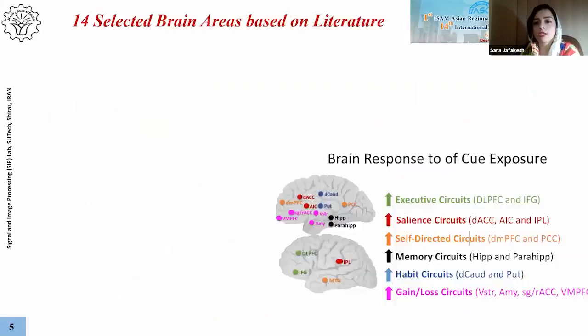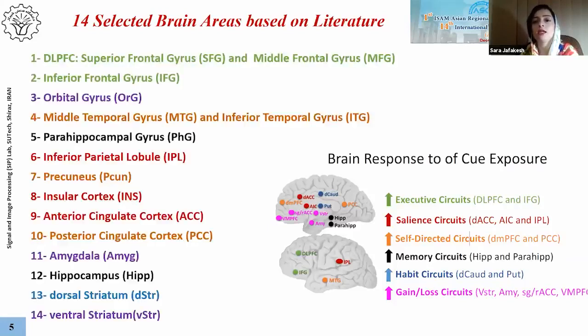As Dr. Ekhtiari mentioned, we have several networks in the brain that have an effective role in addiction. We choose 14 Brainnetome areas based on these networks, some of them involved in the executive network, some in the salience network, and so on. Each of these areas is composed of different brain regions. For example, DLPFC is composed of I think 28 regions, and IFG 12 regions. Based on these areas, we examine their reliability and absolute values within each of the 14 areas.